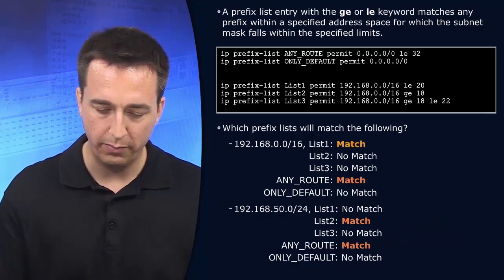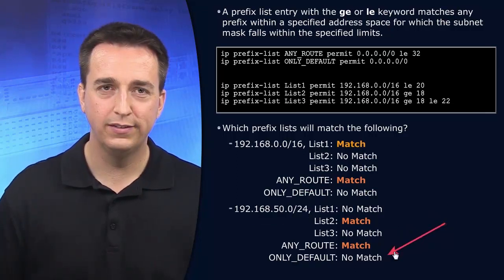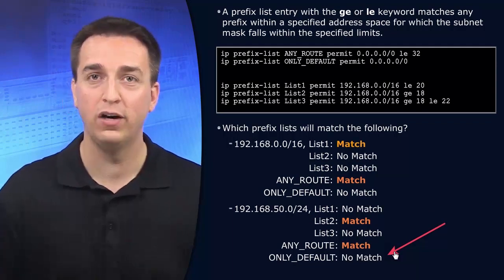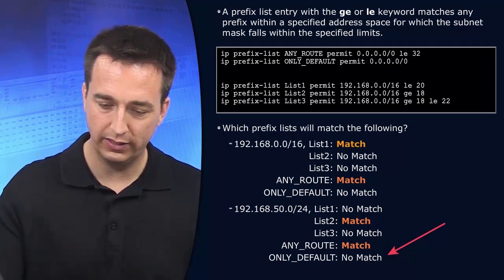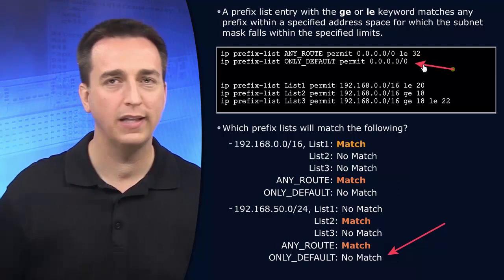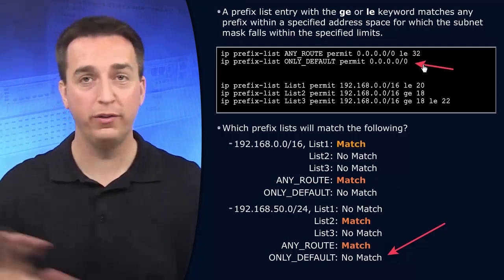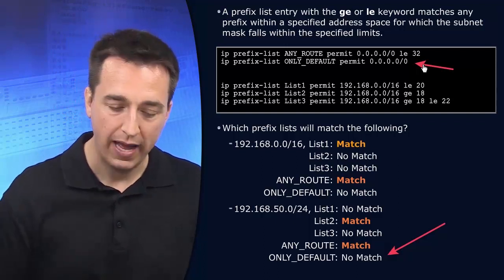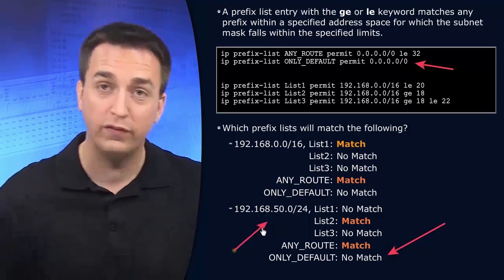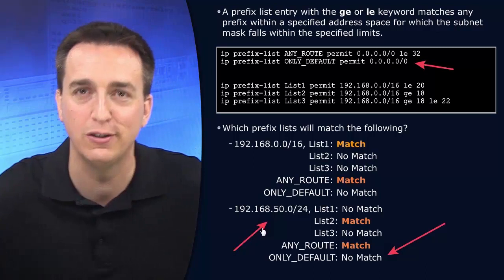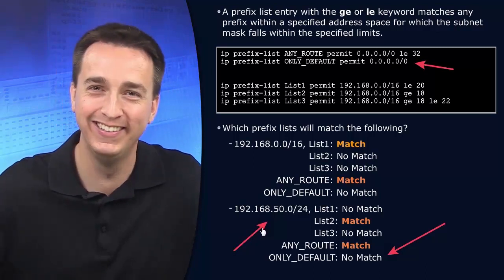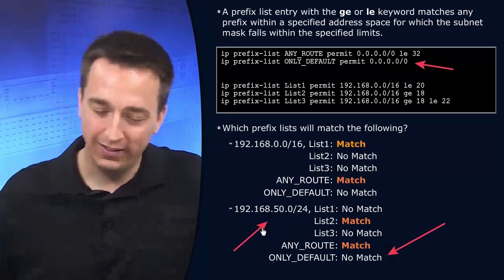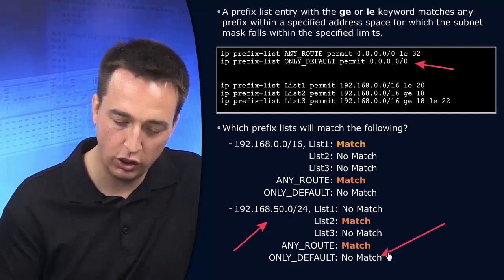And then down at the very bottom, the only default prefix list that we see right here. Is there a less than or equal to? No, there's not. And when there's not a less than or equal to, you immediately look for an exact match. So does 192.168.50.0 match 0.0.0.0/0? No, doesn't match it at all. Therefore, our result is no match.